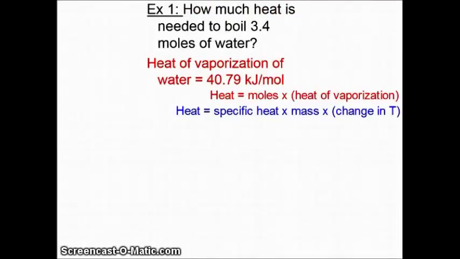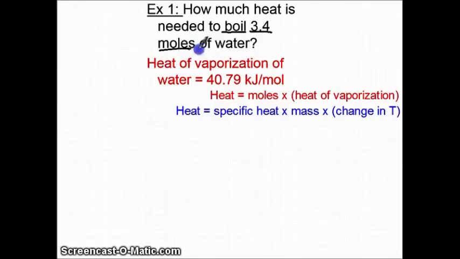Alright, so let's look at our first example here. The first one says, how much heat is needed to boil 3.4 moles of water? So your very first step is to figure out which equation you are going to have to use. You may even have to use both, and then you're going to have to figure out which order you're going to need to use them in.